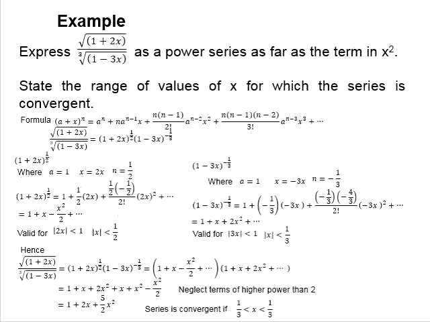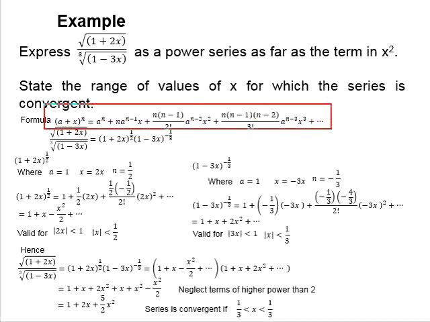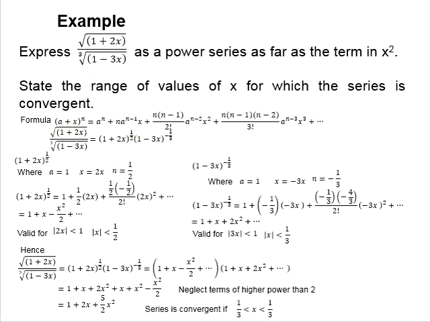Let us try another example. You are asked to expand this as a power series as far as the term of x power 2. Next, you are asked to determine the range of x for which the series is convergent. This will be the formula for the binomial series, and the function which needs to be expanded can be rewritten in the form of this, in the power of 1/2 and in the power of -1/3.